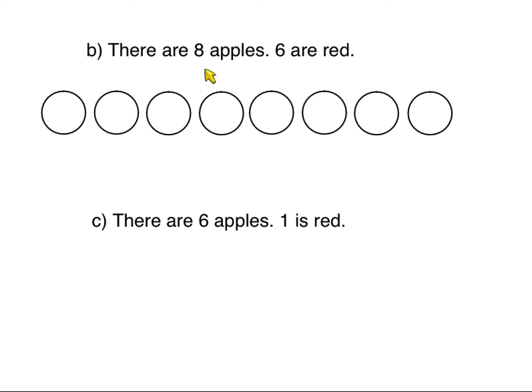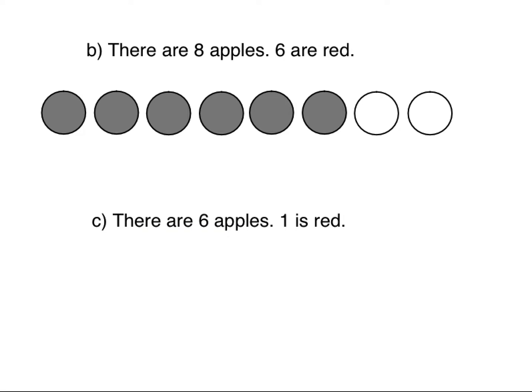I have 8 apples. So you better make 8 apples. 1, 2, 3, 4, 5, 6, 7, 8. 6 of them are red. All right. 1, 2, 3, 4, 5, 6. So how many of them are green? 2.